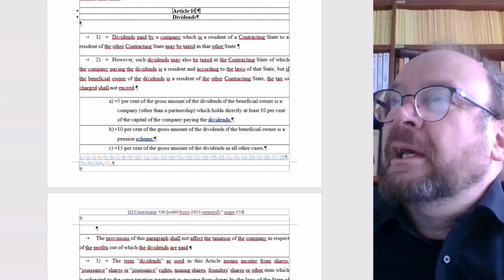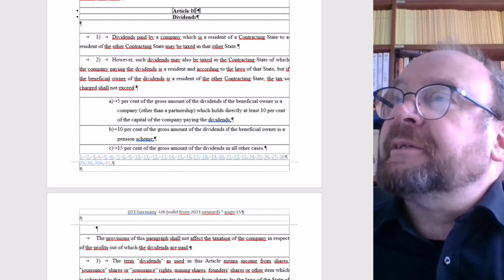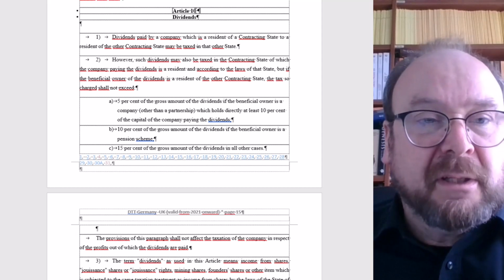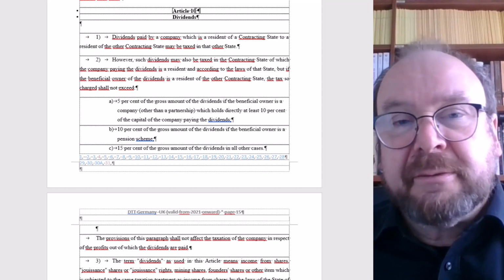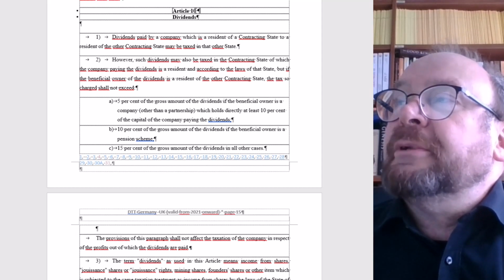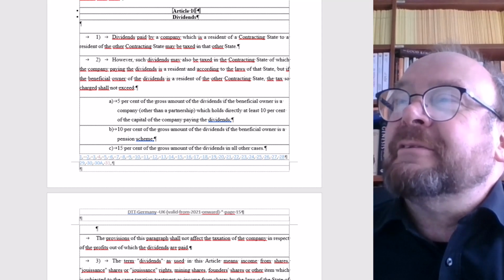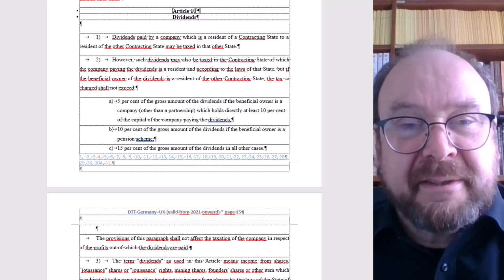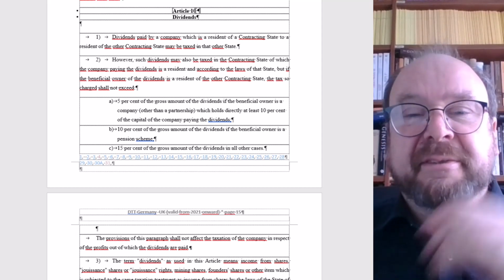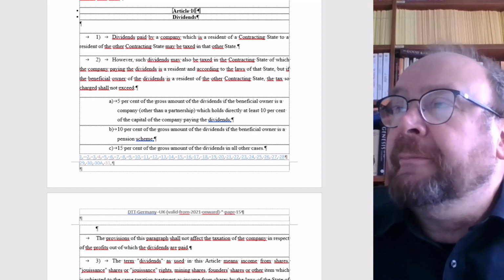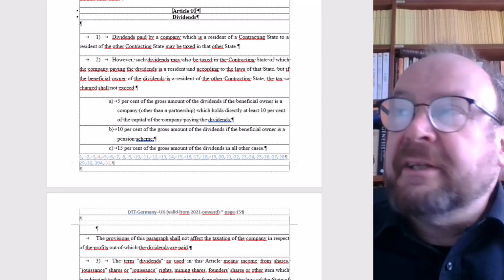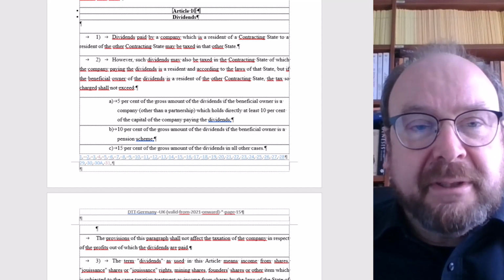Let's have a look. Here we have in Article 10 indeed what we expected, dividends. 10.1 says what is already clear also without its existence, it's a mere clarification. Dividends paid by a company which is resident of a contracting state to a resident of the other contracting state may be taxed in that other state. Let's fill in and check if it really applies. We have a British company, so it's resident in the UK, and it pays a dividend to a recipient in the other state, in Germany, so 10.1 applies. They can be taxed in Germany.